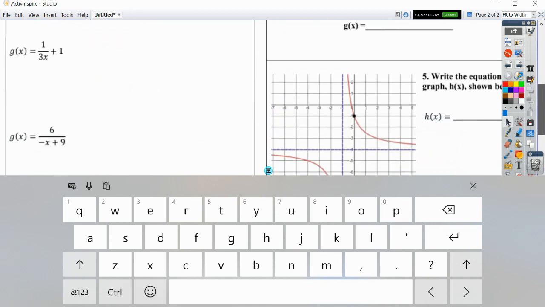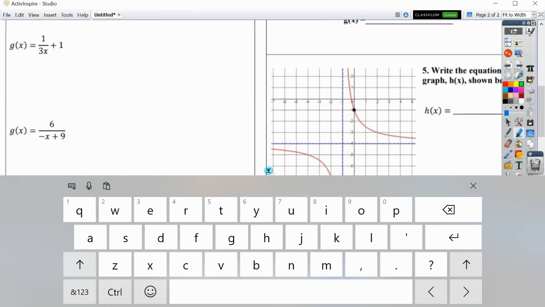Right, next one, 1 over 3x plus 1. So first of all, I see the 3 with the x. You might want to call that a horizontal transformation, but I think we should just look at this as a vertical transformation. A lot of people want to call this a horizontal dilation, and you can, but if you say that, you have to do the opposite.